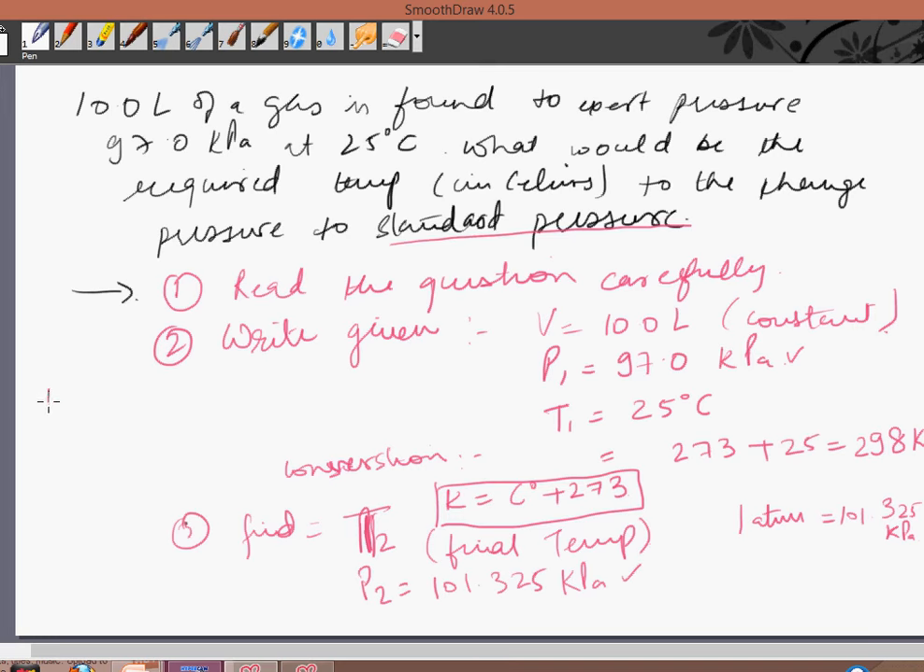And fourth, what is the formula which we are going to use? That is P1 upon T1 equal to P2 upon T2. It would be very easy to understand the numerical when we go step by step. Now we just have to calculate. We know this, we know this, we know this. We have to just calculate. That's the simple calculation we have to do.